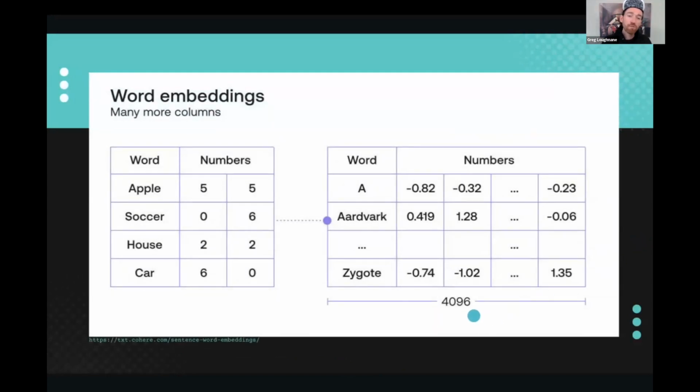Let's say over 4,000 in some cases, again, from Cohere here, just to represent a single word relative to lots of other single words. Of course, you can do embeddings at the token or subword level, and you can also do embeddings at the sentence level, as we will show later today.